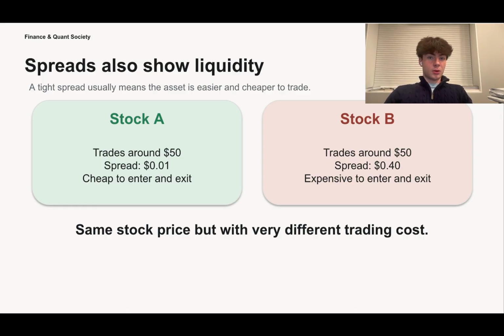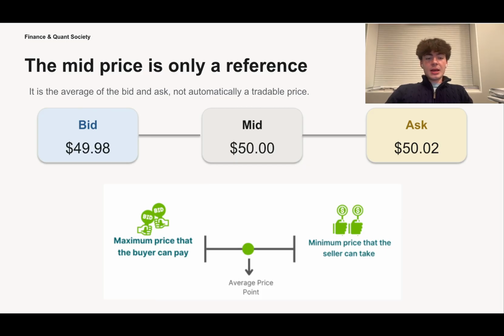For example, a larger company, like Nvidia, might have a spread of 1 cent. A small company that barely trades and has minimal volume can have a spread of 20, 30, or even 40 cents. So even if both stocks share the same share price, the one with a tighter spread is normally cheaper to enter and exit. Now let's go ahead and look at something else called the midpoint.